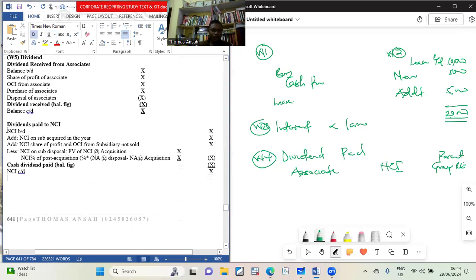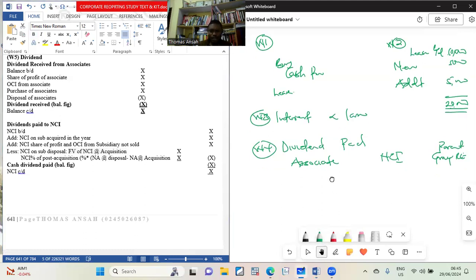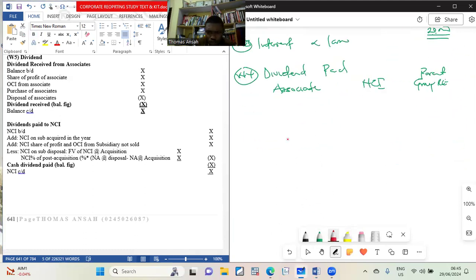NCI. So you have your NCI brought down from the balance sheet. Then the NCI that you have acquired. So that is that, the value of the NCI you have acquired. You will do a working on that shortly for these two so that you will see it. Then you will less any disposal. How do you do NCI at disposal? So you know how to do it. Fair value of NCI at the time you acquired it. Then NCI share of post-acquisition. Now watch this. Anytime there is a disposal, normally you need your fair value of net assets of the subsidiary.